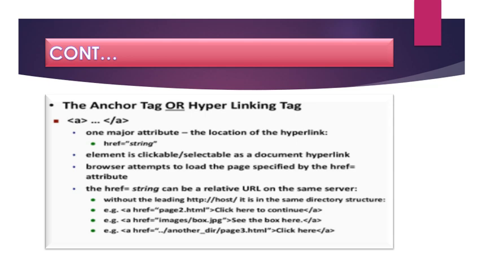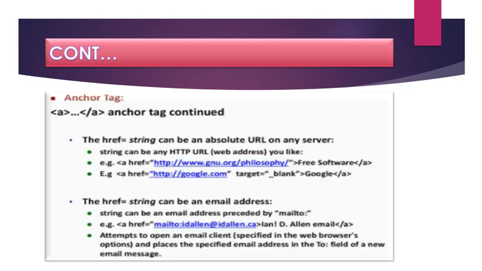The anchor tag, or the hyperlink tag. One major attribute is the location of the hyperlink. It shows the location of the hyperlink, and this is the reference, that is the string. Here is an example, a href. So this is now the link of that page. Click here to continue. So that is the continuation.